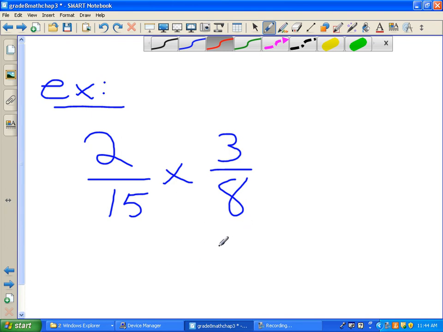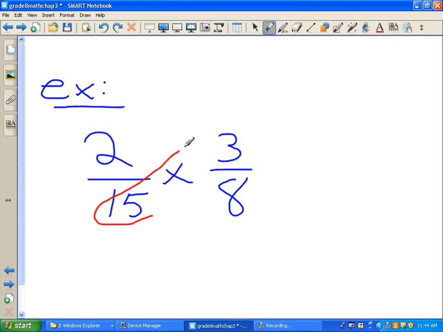But can we simplify it crossways? Well, let's look at it this way first. 15 and 3. Well, we know 3 will go into 3 once, and 3 will also go into 15 because 3 times 5 is 15. So we're going to cross simplify by doing this. Divide this by 3, we'll get 1. Divide this by 3, we'll get 5.